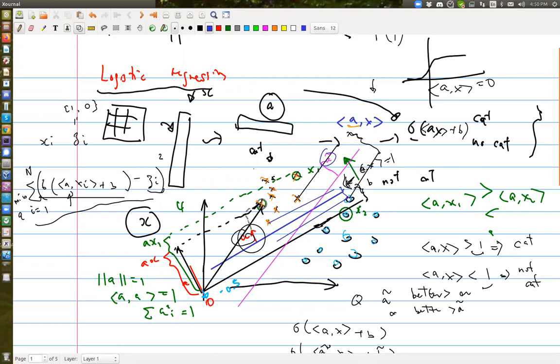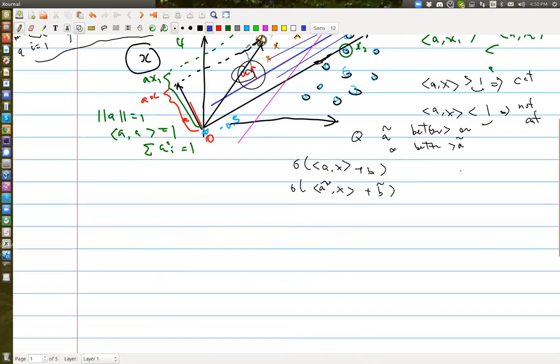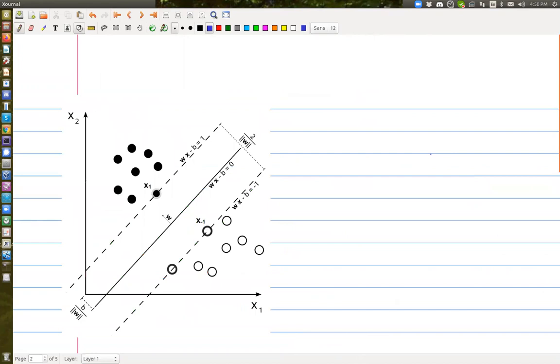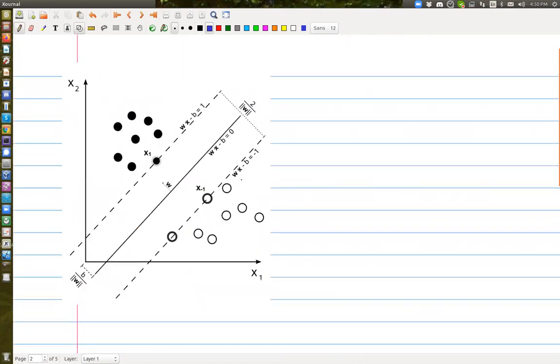So yeah, the high level is clear. Then we can go into the math. So let me copy one image from the slide. Here, instead of A, I use W, like in the slide. Let's use W now.